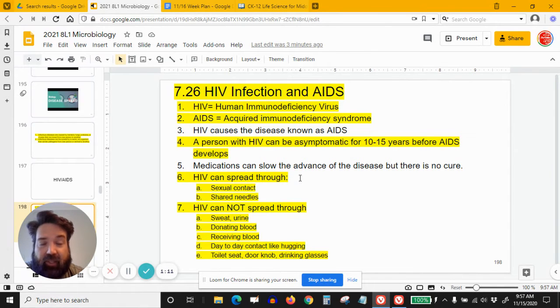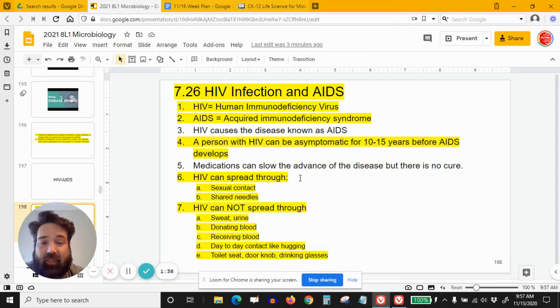Okay. It's spread through sexual contact, shared needles, and through bodily fluids. So it cannot be spread through sweat or urine. It cannot be spread from donating blood because they use brand new needles every time they draw blood from someone.